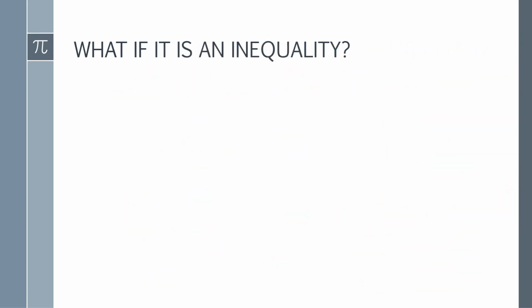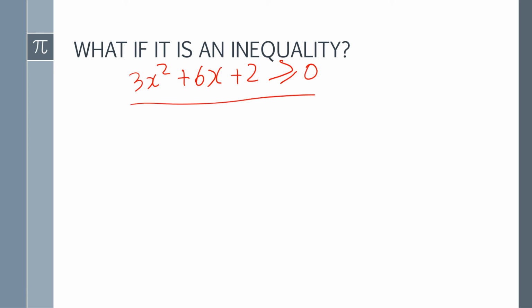Okay, so what if the equation is an inequality? You literally do the same thing, and then at the end you're going to find the two values, sketch it on the graph, and then find the solution. So I'm just going to do an example. 3x squared plus 6x plus 2 more than or equal to 0. Then you're going to divide the whole thing by 3. Gives you x squared plus 2x plus the same thing.